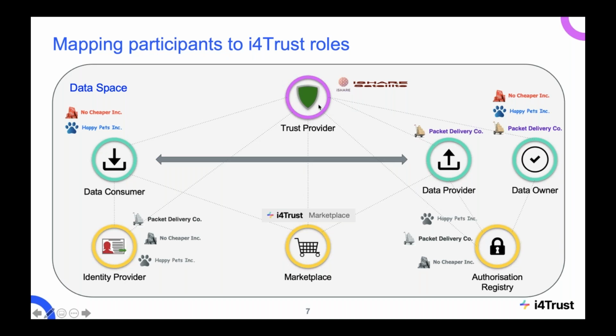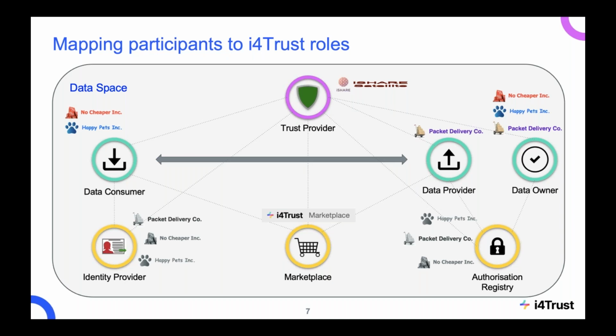So for the trust provider, we are using the iShare satellite, and as a data provider and data owner, the same person, let's say, this is the packet delivery company in this use case. As data consumer, there are the organizations of these retailer shops, or more precisely, even their customers. We had several identity providers in place for the different organizations, which they operated by themselves. The same applies to the authorization registries we had in place on the data provider side of the packet delivery company, but also authorization registries operated within the consuming organizations, where they stored the access policies which were delegated to their human customers. And in the middle there is the i4Trust marketplace, being a participant in this data space.